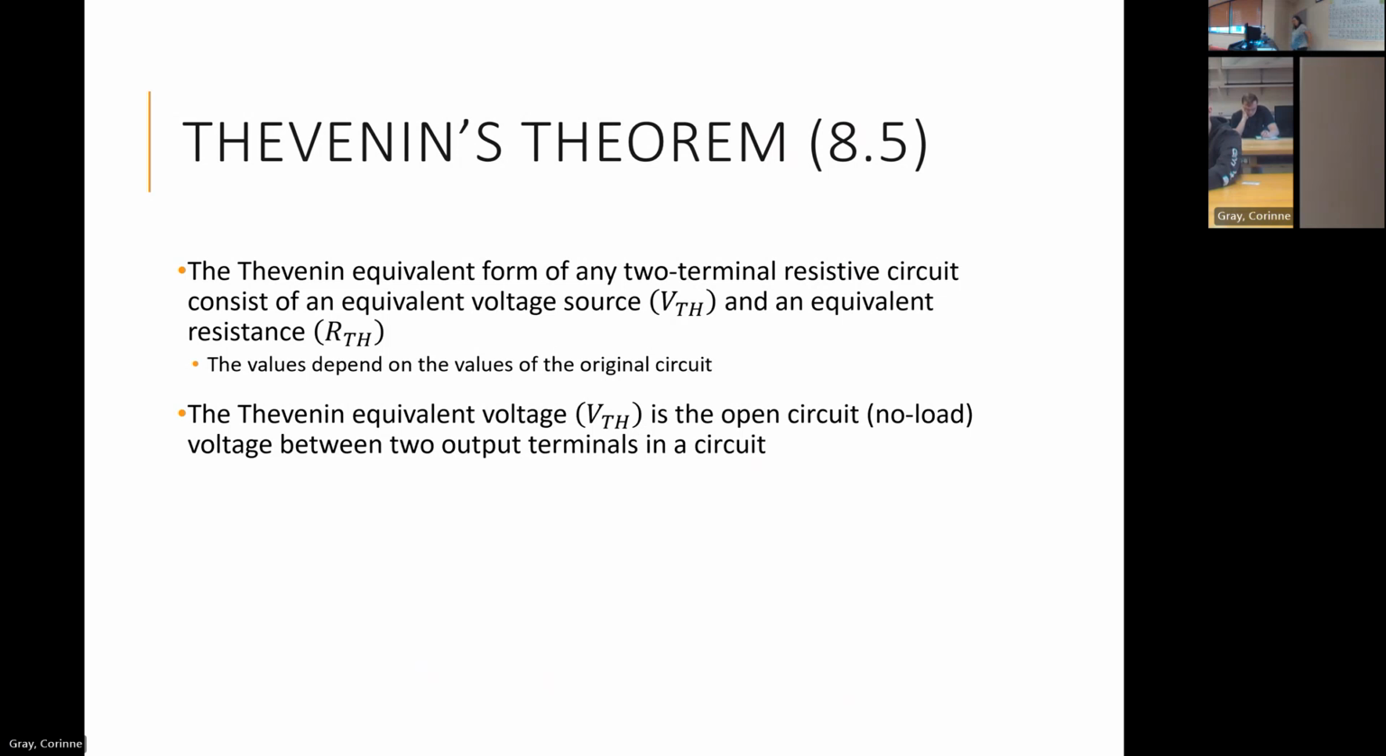The equivalent voltage is the open circuit or no load voltage between two output terminals in a circuit. So instead of looking at the resistance across a load, you basically just rip it out and replace it with a voltmeter. That is the open circuit part. We're going to remove a resistor and put a voltmeter in its place to look at the voltage.